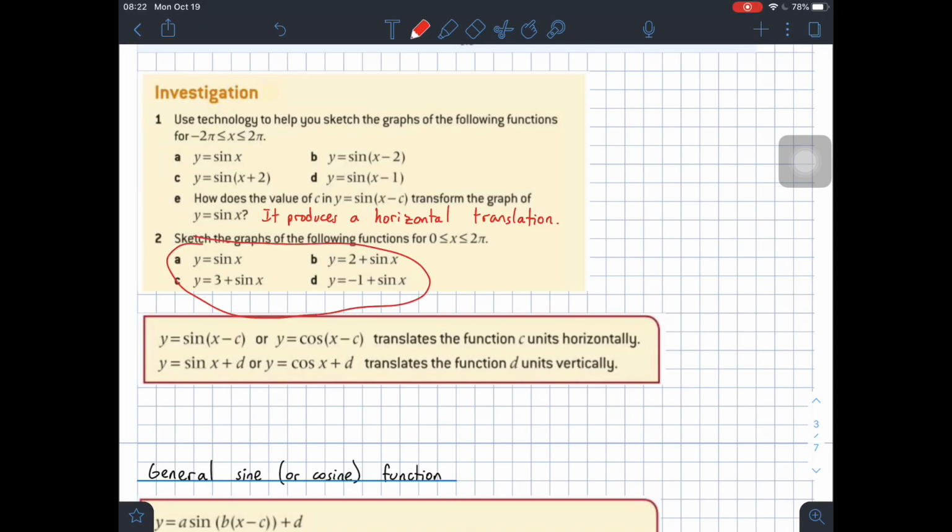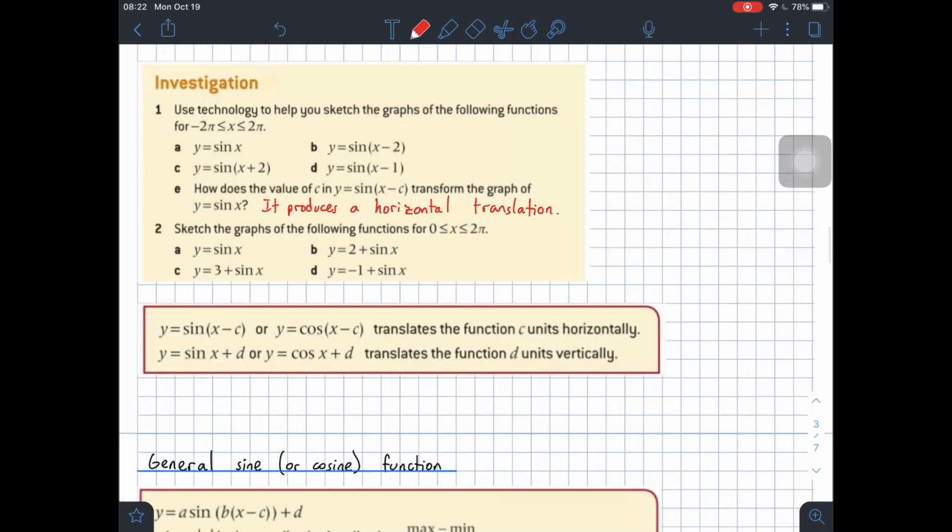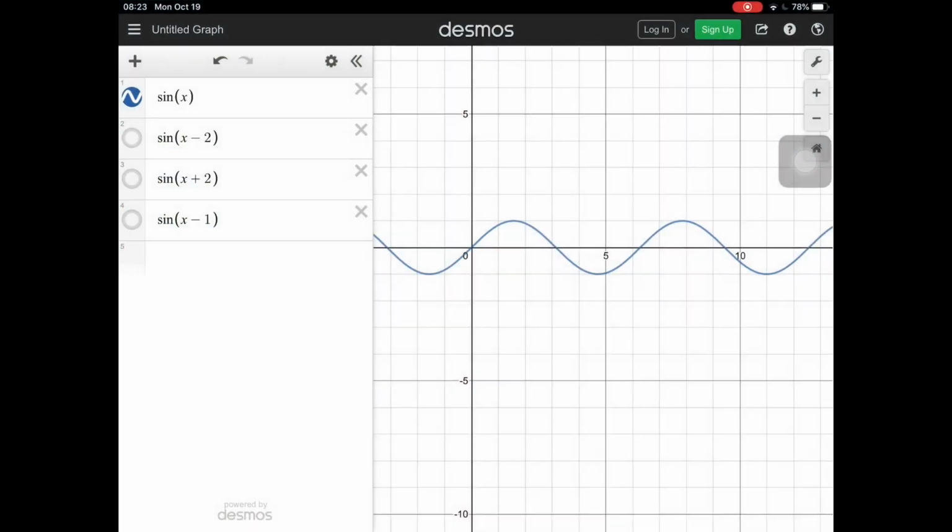It says, sketch the graphs of the following functions: sine of x, then 2 plus sine of x, 3 plus sine of x, and negative 1 plus sine of x. If you remember from transformations, you would remember that whenever we have a number added outside of the function, we're producing a vertical translation, right? This is the same as saying sine of x plus 2. We can invert the order of this, for example, and the function would be the same, right? So let's see how they look when we graph these functions.